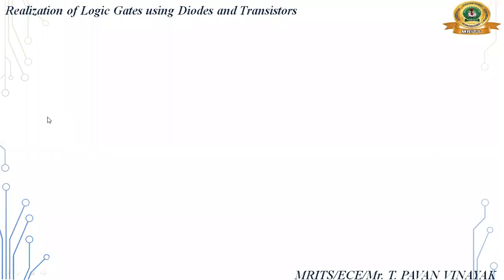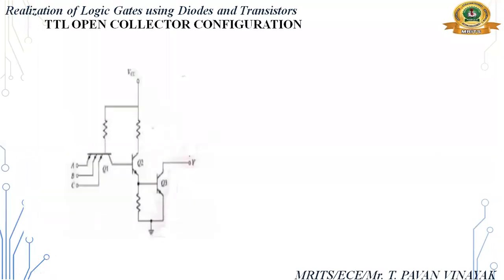Next one is the TTL open collector configuration. So this is the TTL open collector configuration. Observe here, we take the output at the collector, and for the collector we do not connect any power supply. Compare totem pole and open collector: one transistor and the diode are removed. If that transistor and diode are removed, the totem pole configuration is converted to the open collector configuration. The advantage of open collector is low impedance, but speed is very slow.